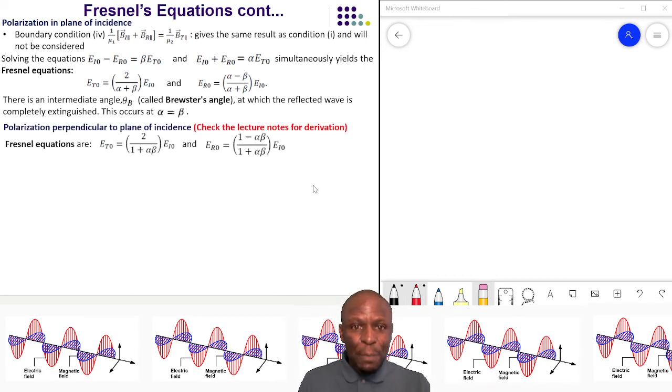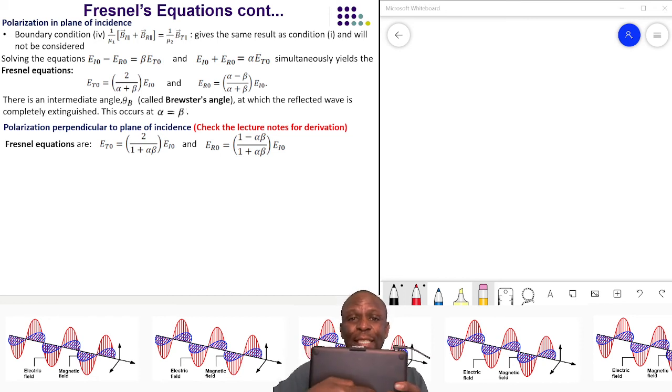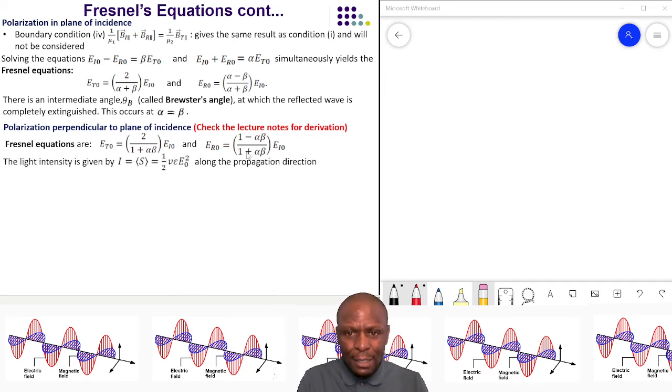Now, the polarization perpendicular to the plane of incidence. The plane of incidence is this plane, the xz. If we are talking about the polarization perpendicular to the plane of incidence, it means that the electric fields are perpendicular to this plane, so the amplitude of the electric field is in this direction. I want you to check the lecture notes for the derivation. But the Fresnel's equation is just given by this. You just apply the same procedure that we have done, and it's just going to be given by that.